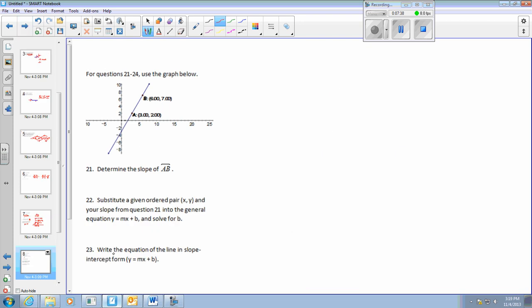And then 23, it says write the equation of the line in slope-intercept form. Well, we said the slope was 5/3, the b was negative 3. So I'm going to put it into the equation y equals 5/3 x minus 3.